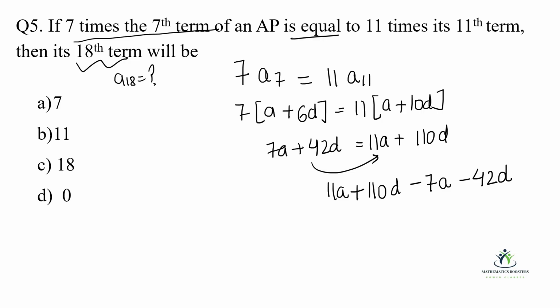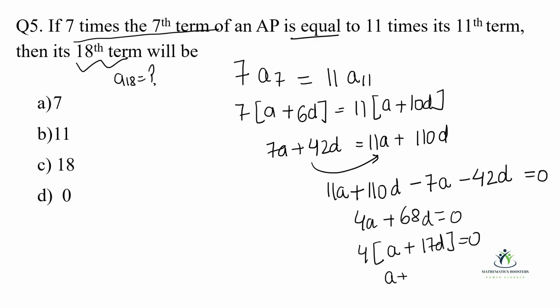Now subtract. 11a minus 7a is 4a. 110 minus 42d is 68d. There is nothing left on one side, so it is equal to 0. We can take 4 common. A plus 17d is equal to 0. What is this? This is nothing but 18th term. Hence the result is 0.